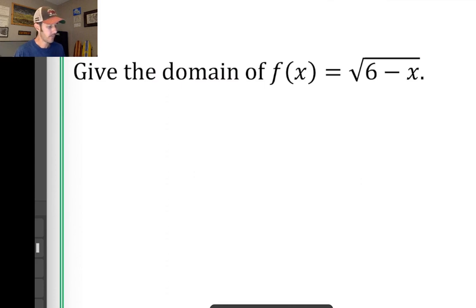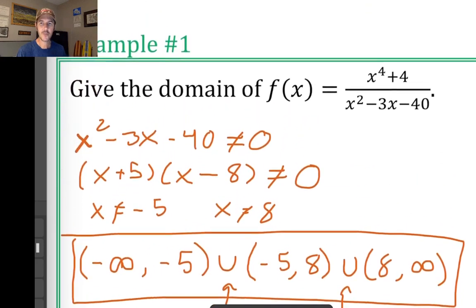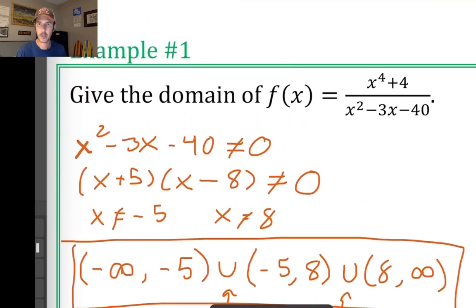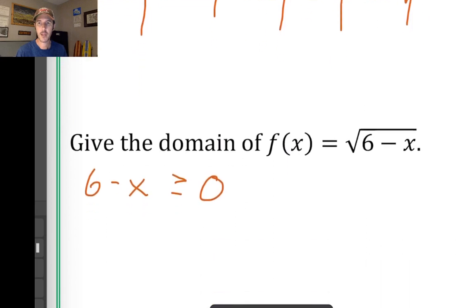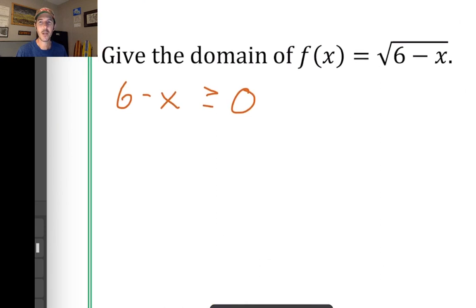However, we don't want to take the square root of a negative number, so let's write down a similar statement that says that 6 minus x needs to be greater than or equal to 0. In the previous problem, I sort of wrote down what I didn't want to happen, but in this case, and that's why I'm saying it out loud, this is what I do want to happen. I want my x values to allow 6 minus x to be greater than or equal to 0.